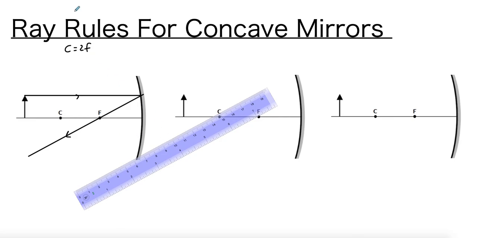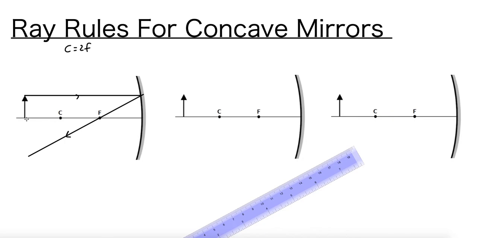And so that's the first rule. The first rule is parallel rays are going to be reflected through your focal point. Parallel ray, reflected through your focal point.